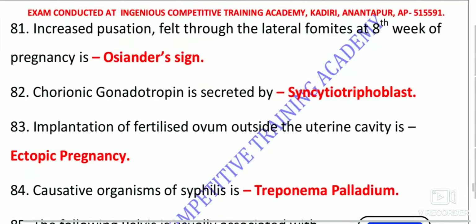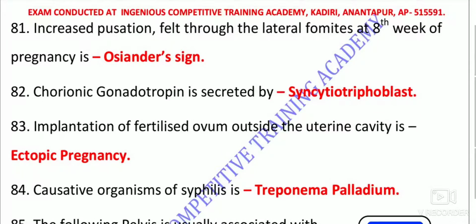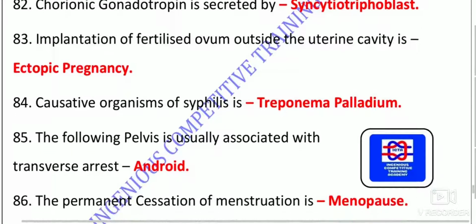Next we have increased pulsation felt through the lateral fornices at the 8th week of pregnancy, which is Osiander's sign. This is what exactly to remember. Next we have chorionic gonadotropin is secreted by, as you can see, please go through the abbreviation and name given. Implantation of a fertilized ovum outside the uterine cavity is known as ectopic pregnancy.